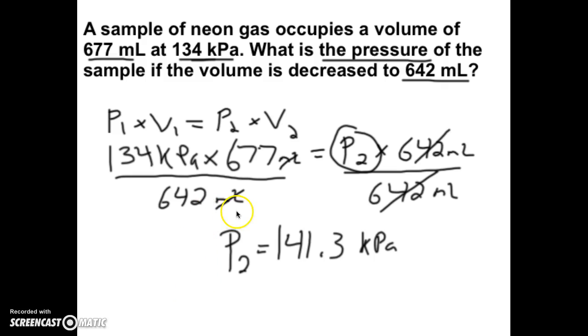And now this is helpful if you think about the answer, if it makes sense. So pressure and volume are inversely proportional. So if one increases, the other one decreases. We had 134 kPa, 677 milliliters. The volume dropped to 642. So you'd expect the pressure to increase a little bit, and it does, from 134 to 141.3.